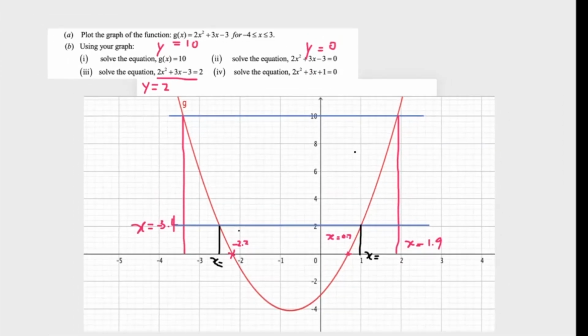The next one we have is 2x squared plus 3x plus 1 equals 0.